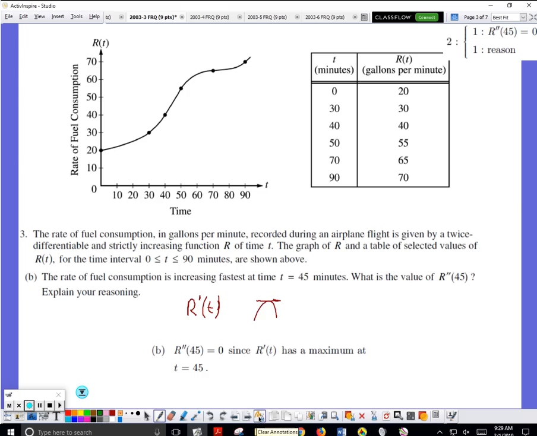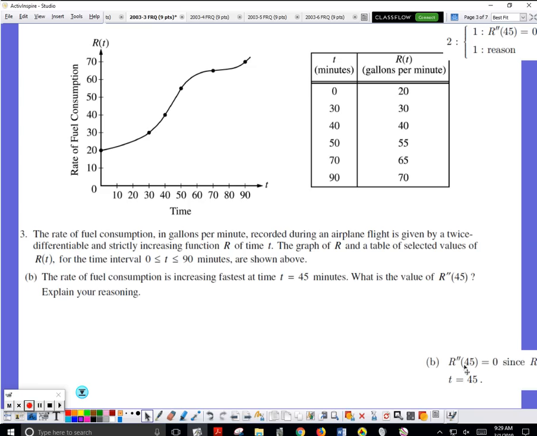Part B says the rate of fuel consumption. So here's where my rate of fuel consumption is increasing fastest. At time 45, that makes sense to me. This is a graph of R. I can see R going up the quickest right in here. So it's increasing fastest at that time, so time 45, that's T equal 45. So the rate of fuel consumption is increasing fastest at time equal 45.